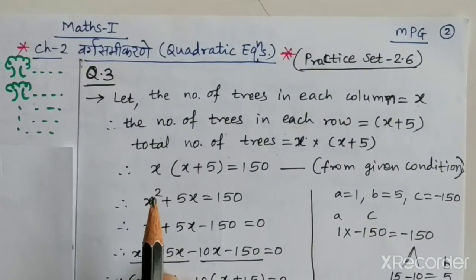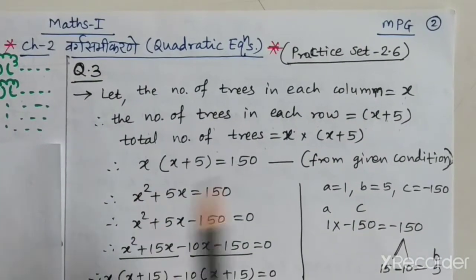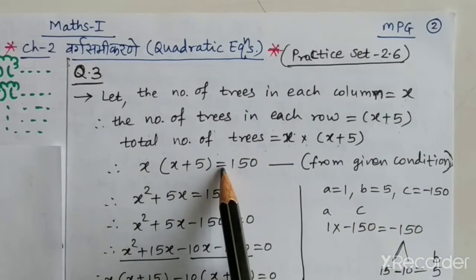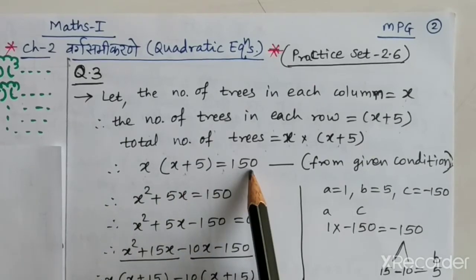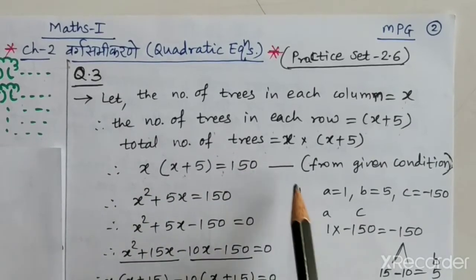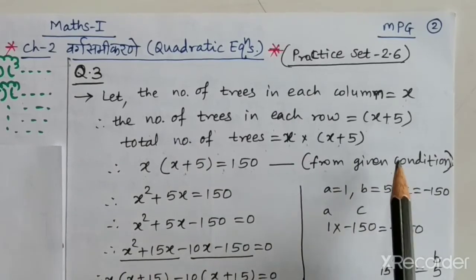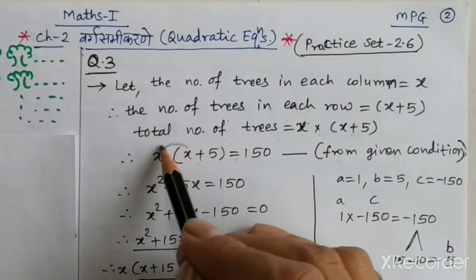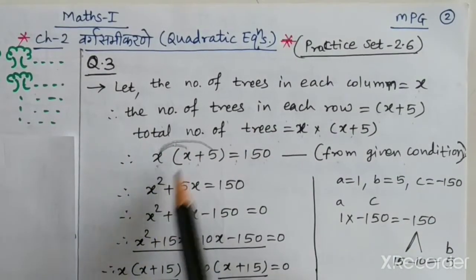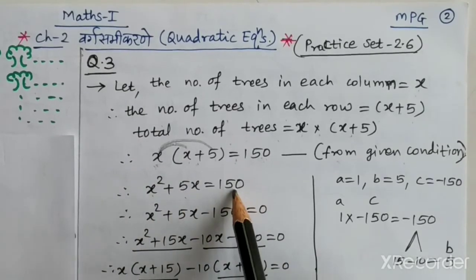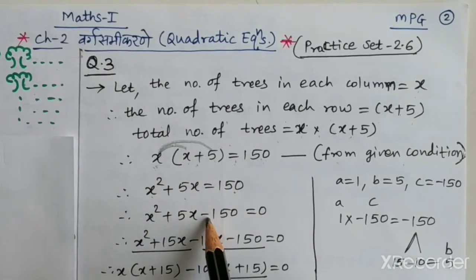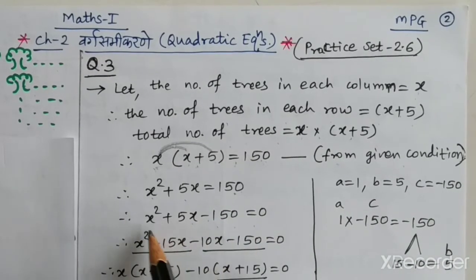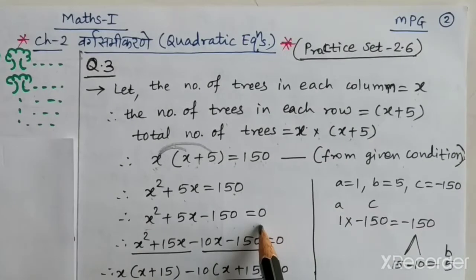So we get the equation here. We have formed the quadratic equation: the total number of trees is equal to x into x plus 5. So x into x plus 5 is equal to 150, because the total number of trees is 150. Now we will solve this quadratic equation. Multiply inside the bracket by x: x into x is x square, x into 5 is 5x, equal to 150. Take 150 to the left hand side, it becomes minus, so x square plus 5x minus 150 is equal to 0.